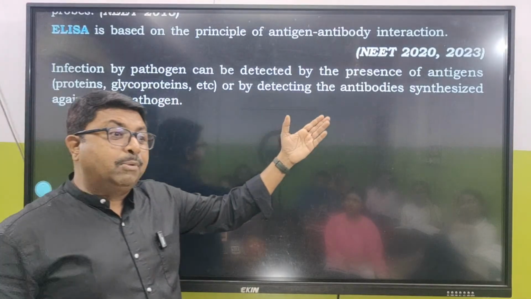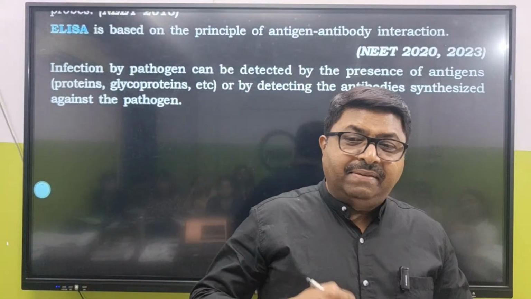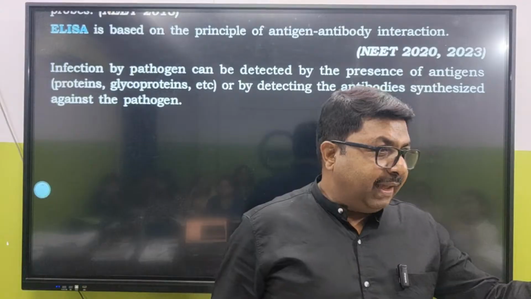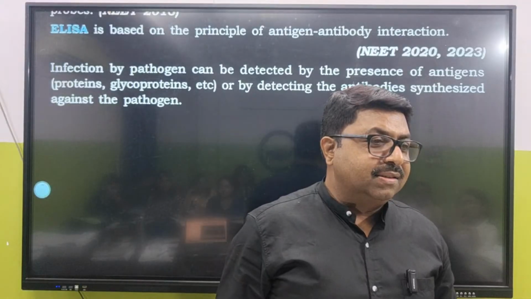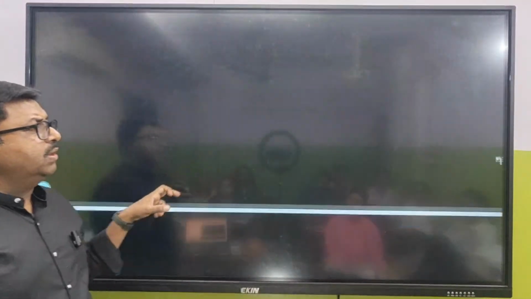If the antibody has been produced in the body, that means what? If your body has the antibody of the AIDS virus, that means you already have what? What has entered your body? The antigen has entered, and that is called ELISA. Okay.